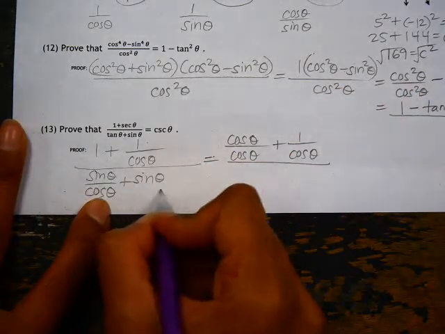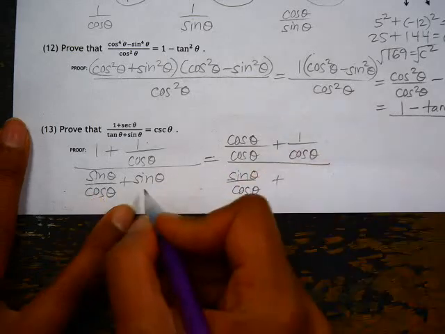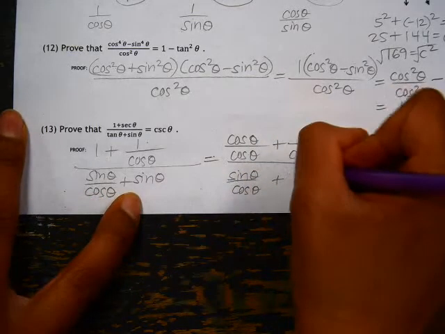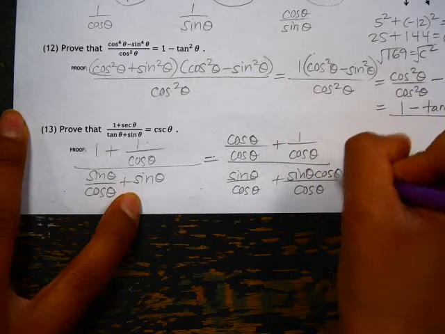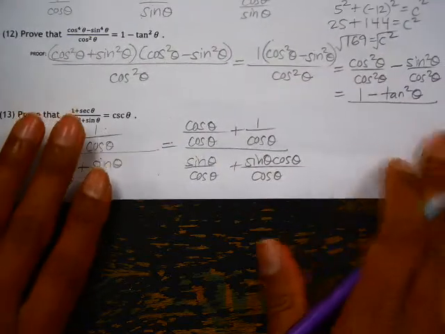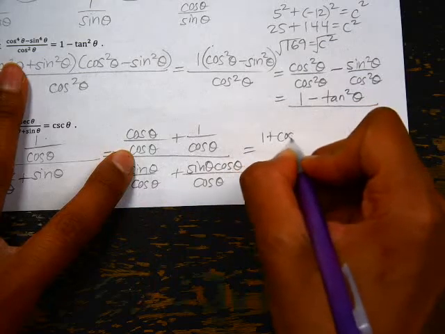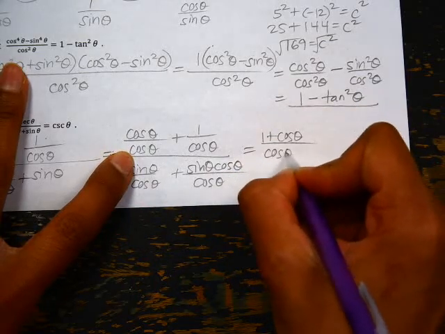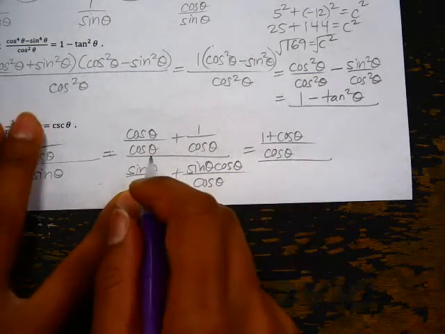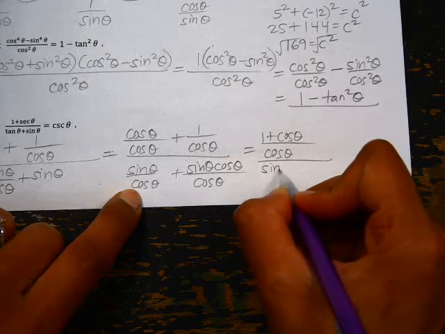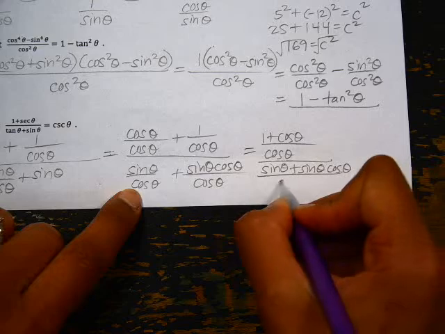Here also I want a common denominator, so it would be sine over cosine plus, and then if this becomes cosine, this would be sine, and then another cosine up here. Now I can combine the fractions because they have common denominators. So here this is 1 plus cosine theta over cosine theta. Here I have sine theta plus sine theta cosine theta over cosine theta.